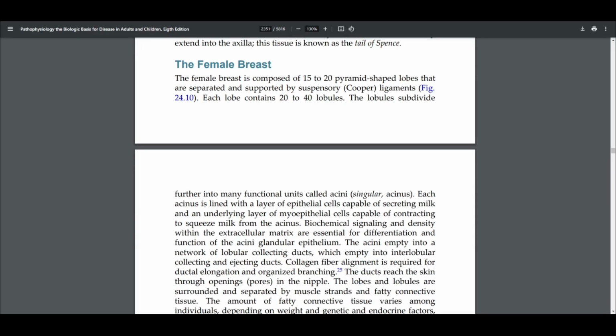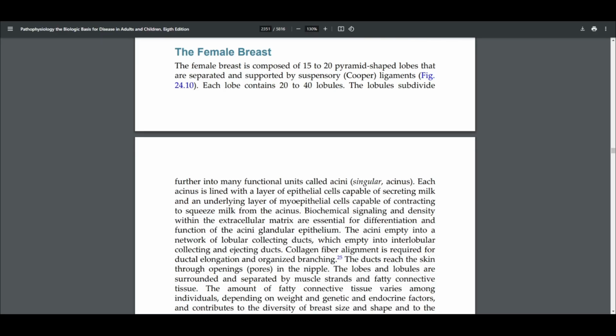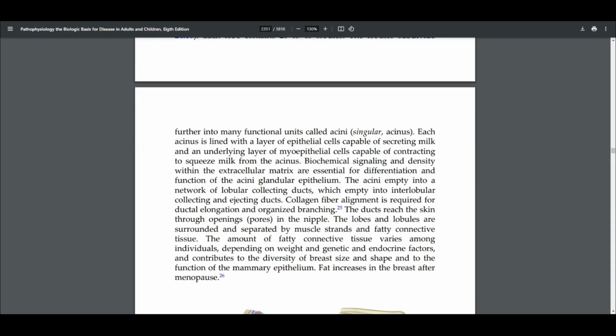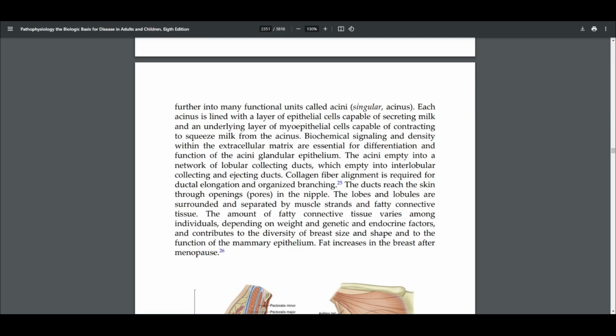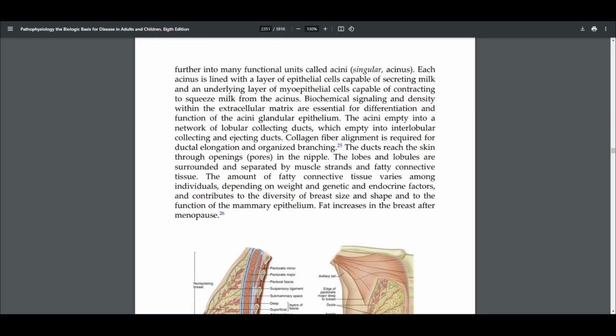The female breast is composed of 15 to 20 pyramid-shaped lobes that are separated and supported by suspensory Cooper ligaments. Each lobe contains 20 to 40 lobules. The lobules subdivide further into many functional units called the acini. Each acinus, the singular form, is lined with a layer of epithelial cells capable of secreting milk, and an underlying layer of myoepithelial cells capable of contracting to squeeze milk from the acinus.